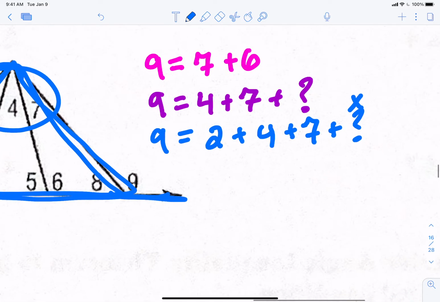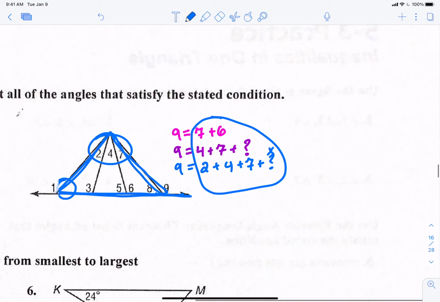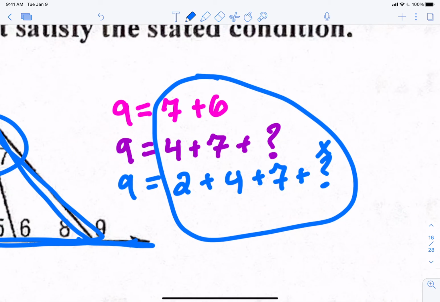Okay. So what is 9 bigger than? 2, 4, 7, 6, and the question marks. 9 has to be bigger. Individually, 9 has to be bigger than each of those in my list: 2, 4, 6, 7. You don't have to put the question marks in there because you're just looking at the numbered angles.